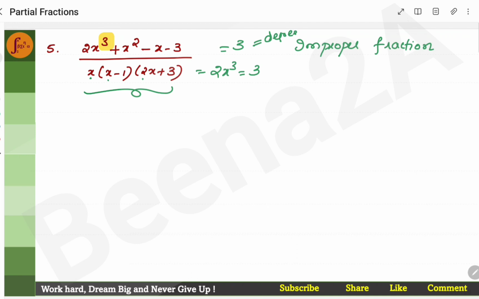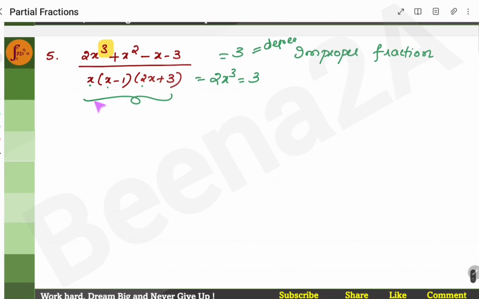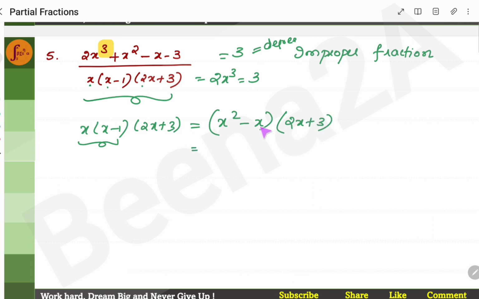Now I'll use the division method. In the division, I can't add 3 terms as divisor. I have to multiply. Only then I can put it as divisor. So I'll have to multiply this entire thing. First let me multiply these two. So it will be x square minus x. Then multiply with this 2x plus 3. So I'll get 2x into x square is 2x cube. 2x into minus x is minus 2x square. Now I'll take 3. 3 into x square is 3x square. 3 into minus x is minus 3x.